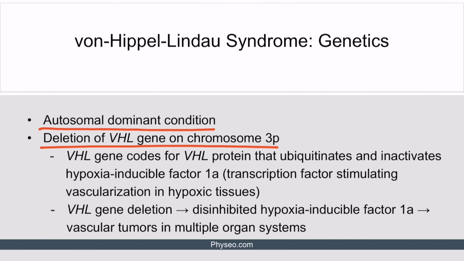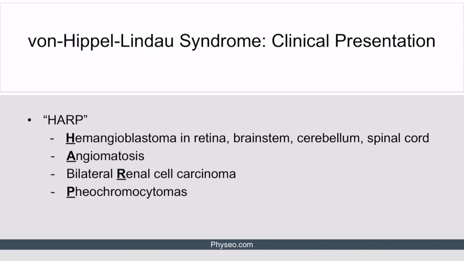The VHL gene deletion in Von Hippel-Lindau syndrome disinhibits hypoxia-inducible factor 1a, leading to unregulated vascular proliferation and vascular tumors in multiple organ systems. Clinical manifestations of Von Hippel-Lindau syndrome can be remembered by the mnemonic HARP. These patients commonly have hemangioblastomas in the retinas, brainstem, cerebellum, or spinal cord. They also develop angiomatosis in other organs such as the liver and lungs. Angiomatosis is a benign blood vessel tumor.